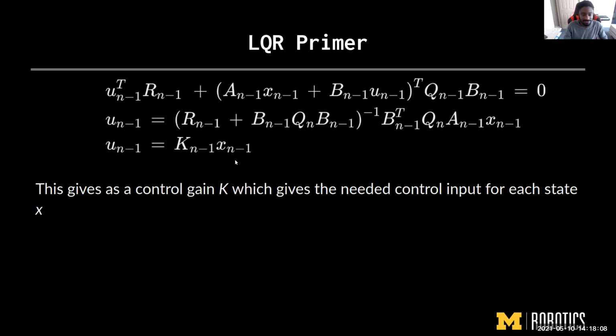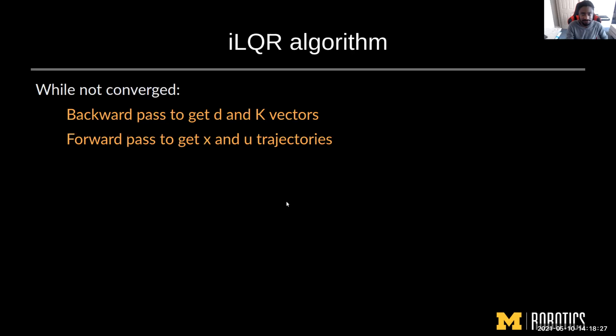Doing all of this gives us some control gain K, which is basically a feedback control, because given this K, we can supply any x, and that gives us the corresponding u needed to reach the target state. So this was LQR in a nutshell.